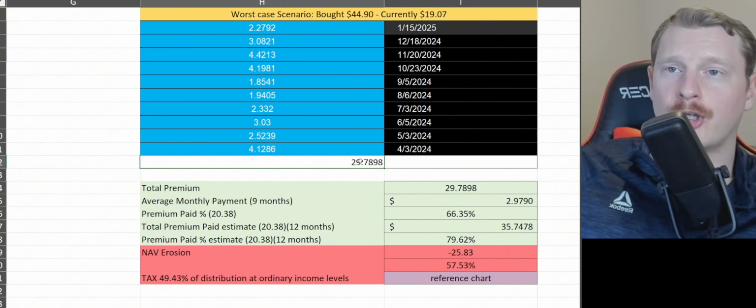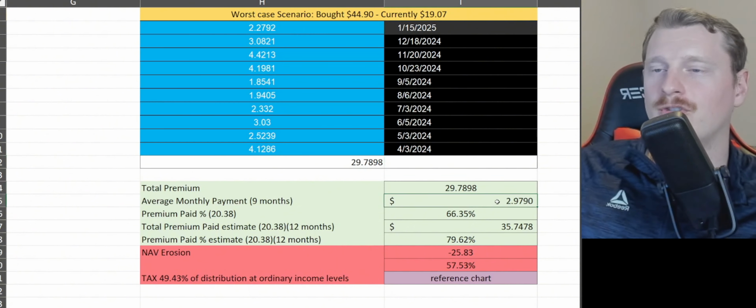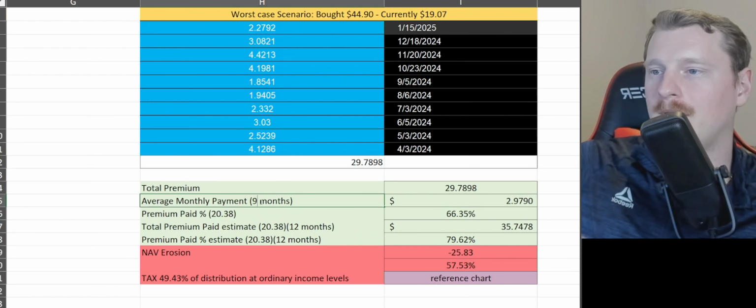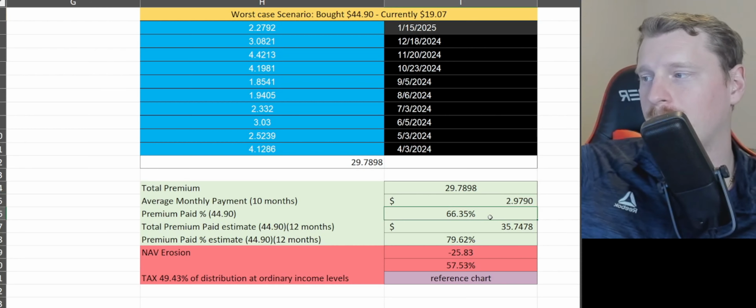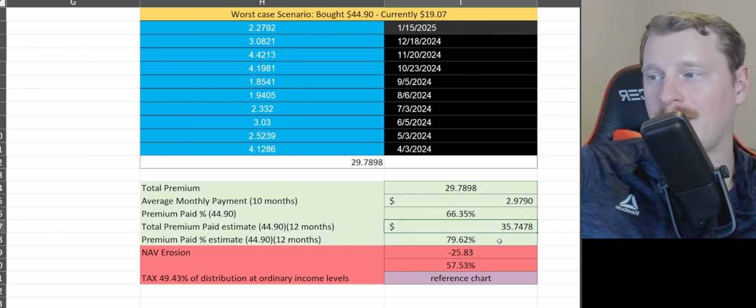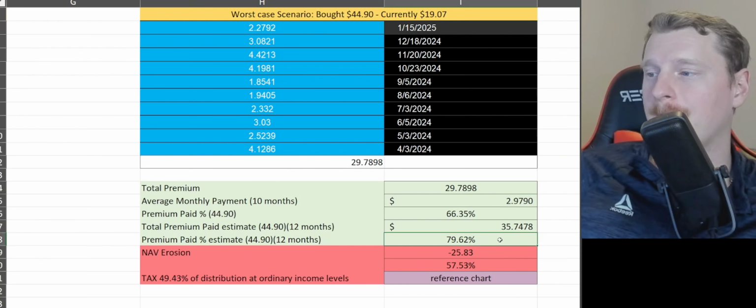So some of these numbers are going to look very similar to the first one. So the total premium is the same. The distribution average is supposed to say 10 months. Same total premium, same monthly average, same premium distribution rate, same estimates. Everything stayed the same, except the NAV erosion is going to be different, right?